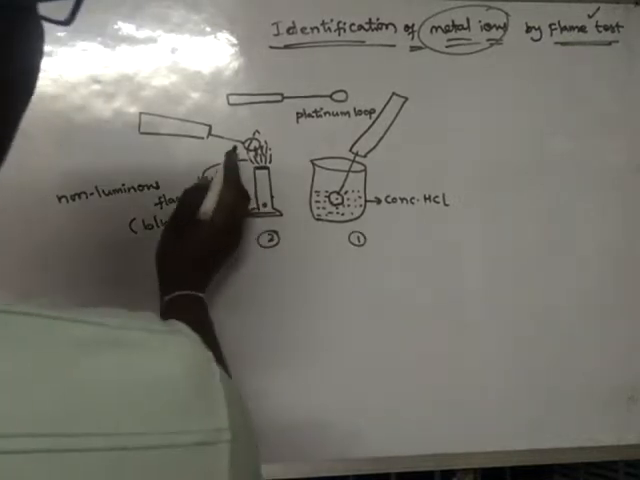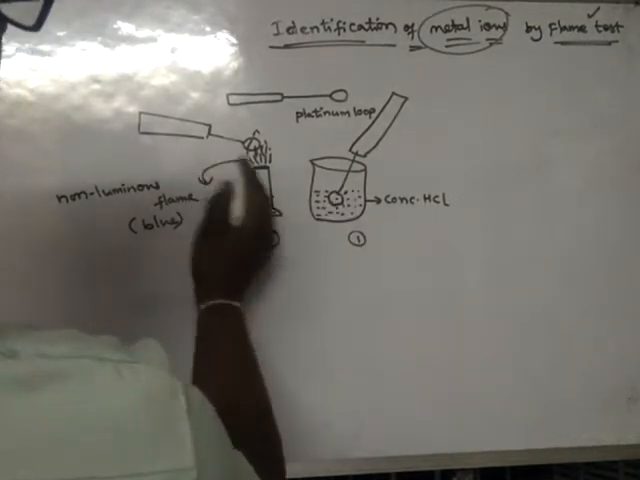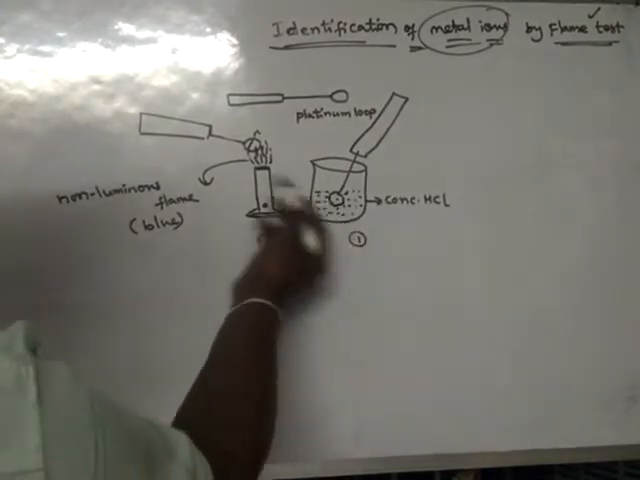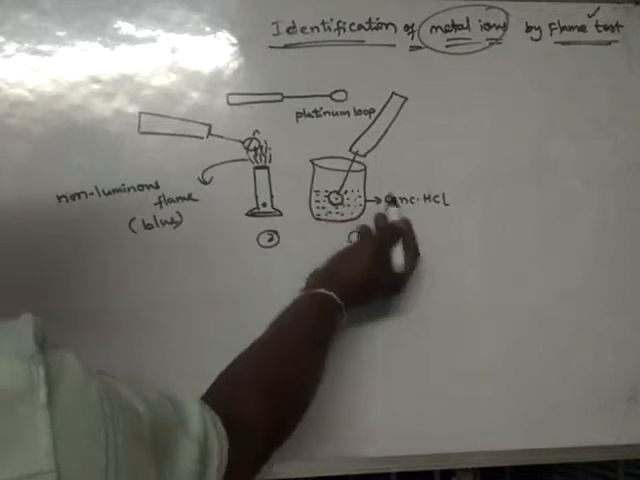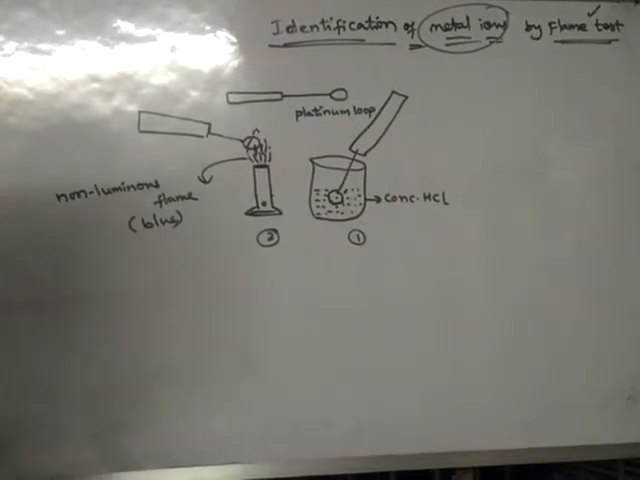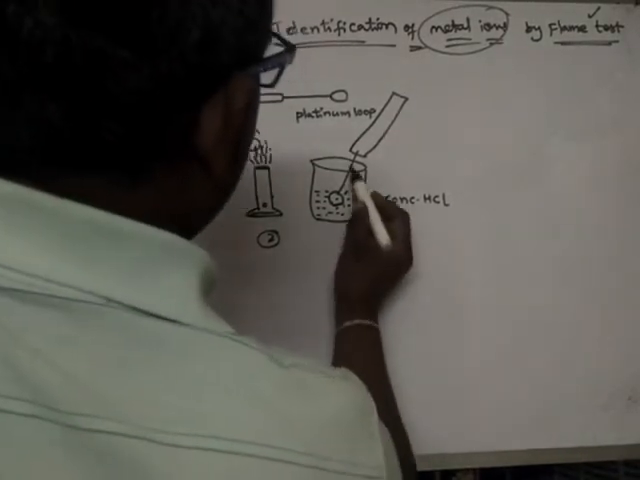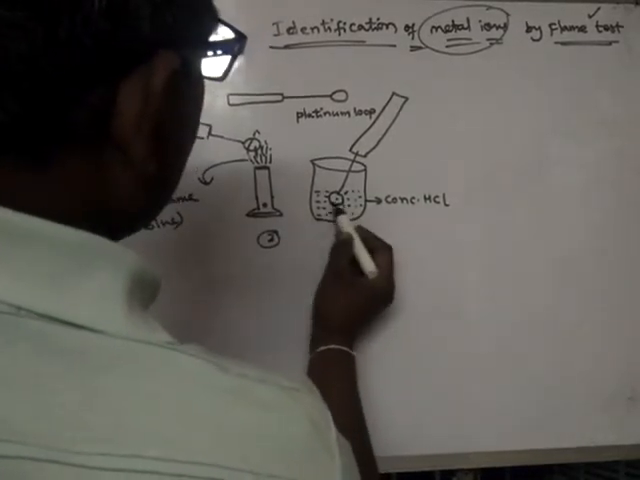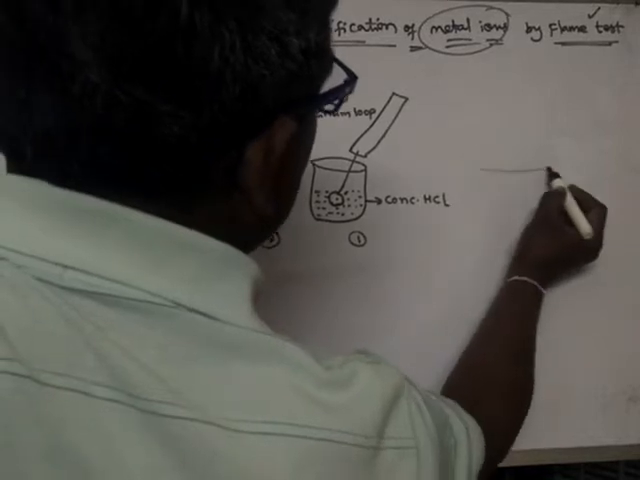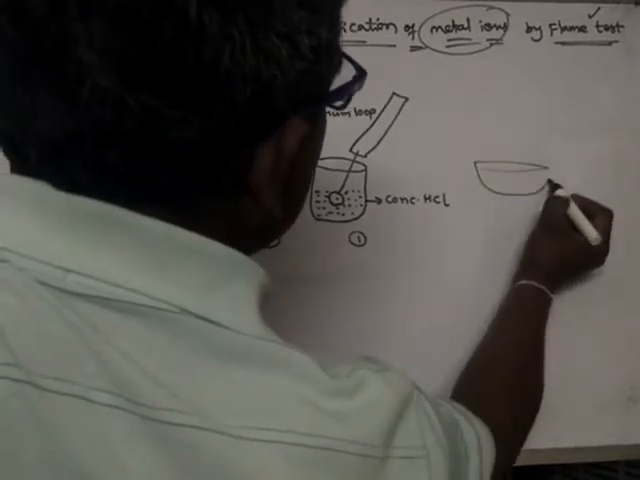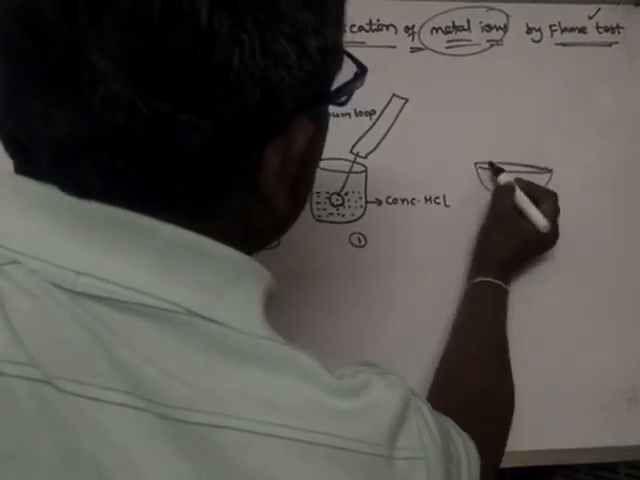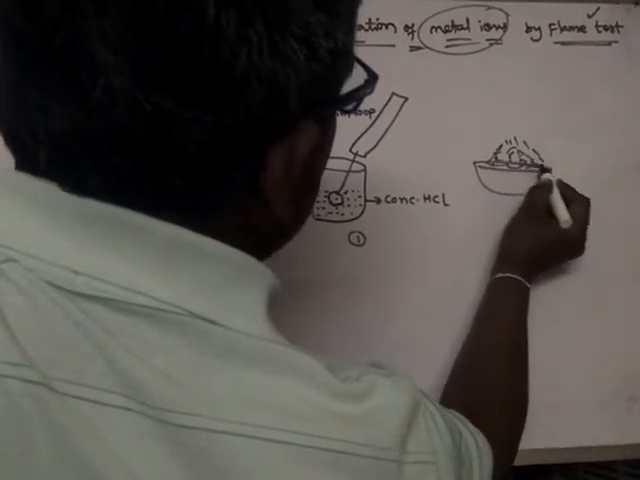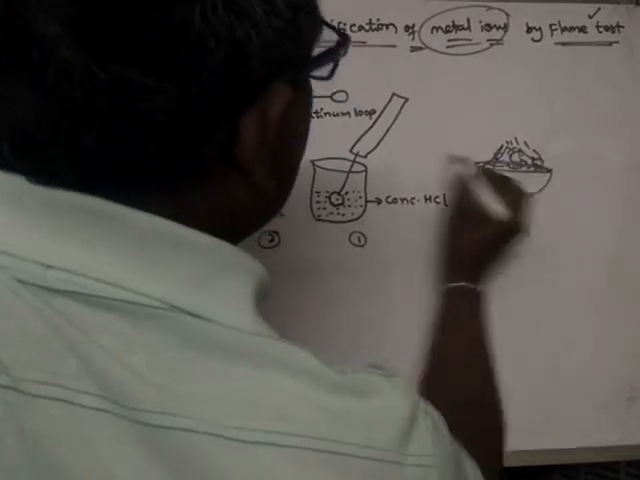Okay, now for the second time, dip this platinum loop into the concentrated HCl. So now we have kept this loop in concentrated HCl two times. After keeping the platinum loop in concentrated HCl for the second time, we just have to pick a little amount of compound. Let us assume this is a compound, kept in a vessel.